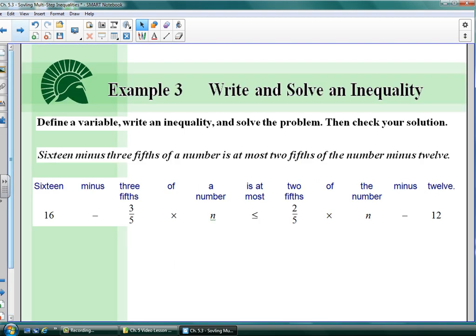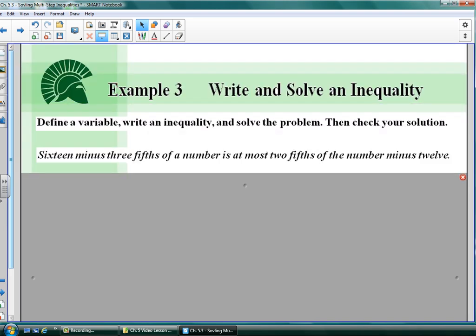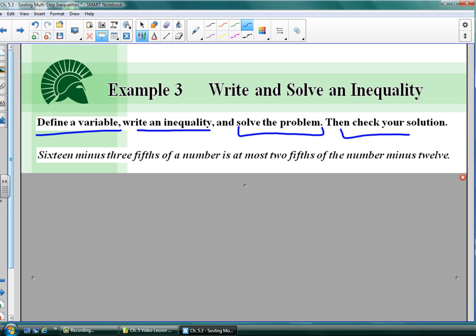So now what we're really looking at is the next type of problem. And so what we want to do is decipher what these words are telling us. Okay? So we're going to define a variable. We have to write the inequality that goes with it. So we're given it in words, and we need to write it in math language. Then we have to solve our problem. And then we want to check, even if it's just an anecdotal check or an informal check.